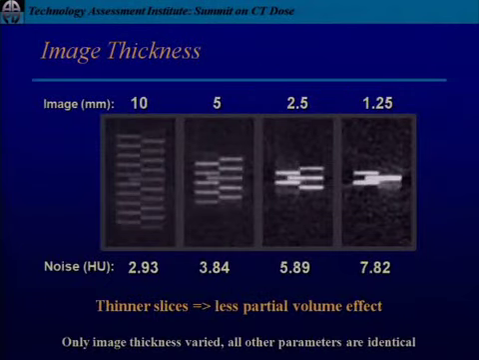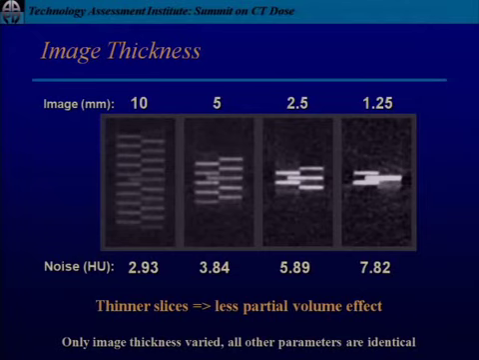Okay, partial voluming. This is a series of images from the ACR slice thickness phantom, and all this image is, is a series of bars, and it's at an angle to the beam. So the more bars you see, the greater your slice thickness. And I'm showing slice thicknesses ranging from 10 millimeters down to 1.25 millimeters. I've also included at the bottom some noise measurements, so you can see, yes, as we go to thinner and thinner slices, our noise increases.